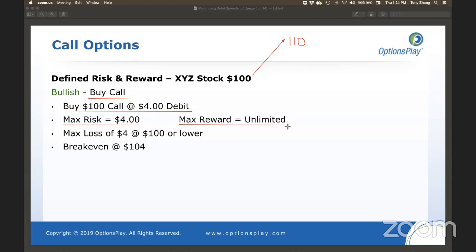And this is a very attractive payoff graph if you do expect the stock to rally, because you're able to take advantage of that unlimited upside, whereas in the event that the stock pulls back, you have limited downside. And we call this asymmetrical risk. So you're basically risking $4 to try to make up to infinite amounts of money to the upside.